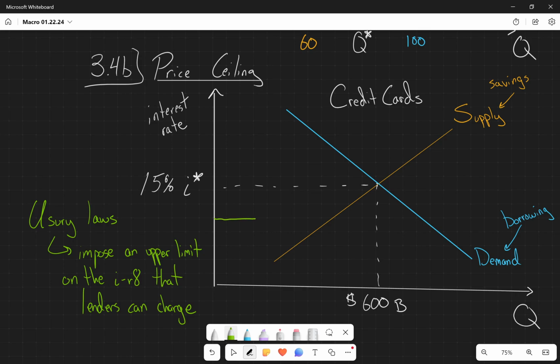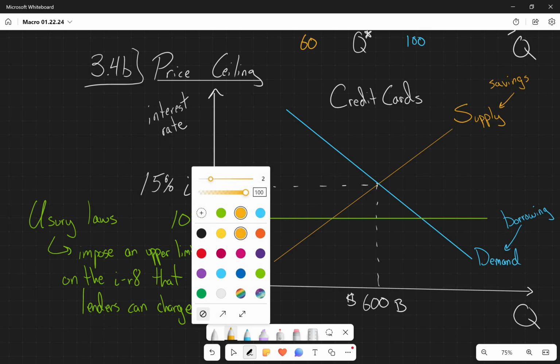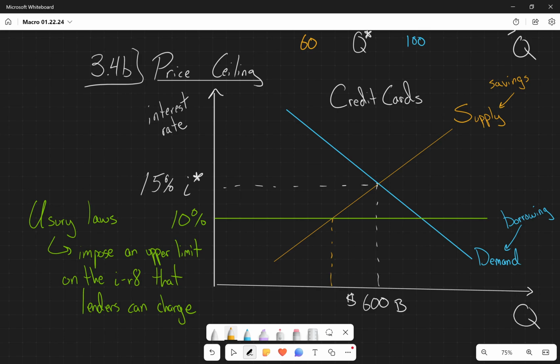And so the government comes in and says, nah, you cannot charge more than 10%. So what does this do? Well, the government's imposition of this price ceiling in the form of a usury law is going to stymie the savings. At 10%, we're only going to get $400 billion saved that's available to be borrowed. But at 10%, we're going to get 800 billion that's demanded by our consumers at this lower interest rate. And so this is what's called a shortage or excess demand.